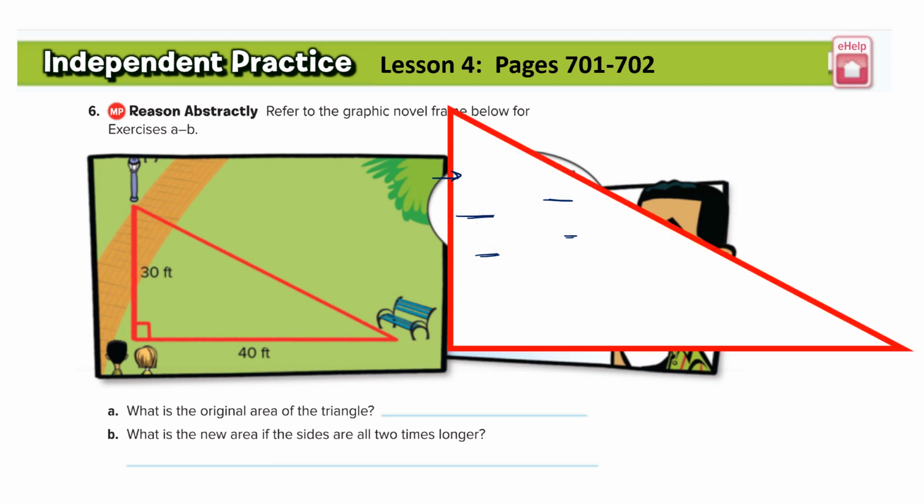And let me just erase my ink. All right, what is the original area of the triangle? Original area of the triangle. So we have area equals 1/2 times 40 feet times 30 feet. Area equals 20 feet times 30 feet. Area equals 600 feet squared.